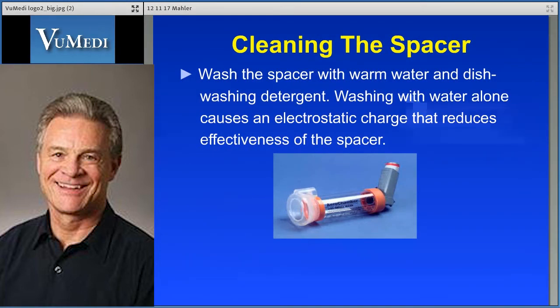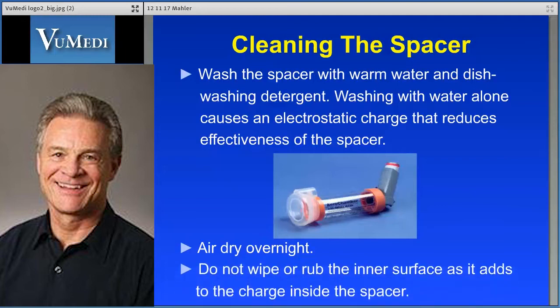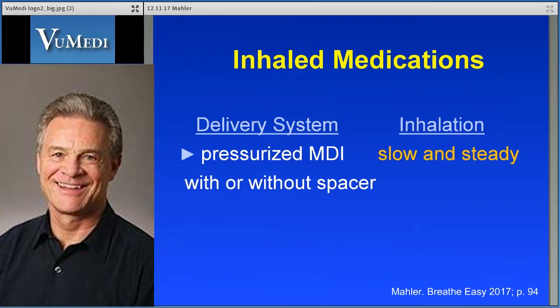The spacer should be cleaned periodically. To do this, wash the spacer with warm water and dishwashing detergent. Washing with water alone causes an electrostatic charge that reduces effectiveness of the spacer. Air dry overnight. Do not wipe or rub the inner surface of the spacer as it adds to the charge inside the spacer. So, for review, if the metered-dose inhaler is used with or without a spacer, the appropriate inhalational technique is slow and steady.